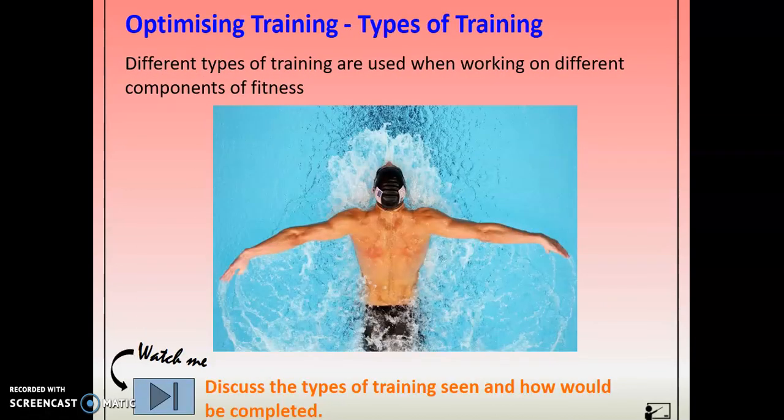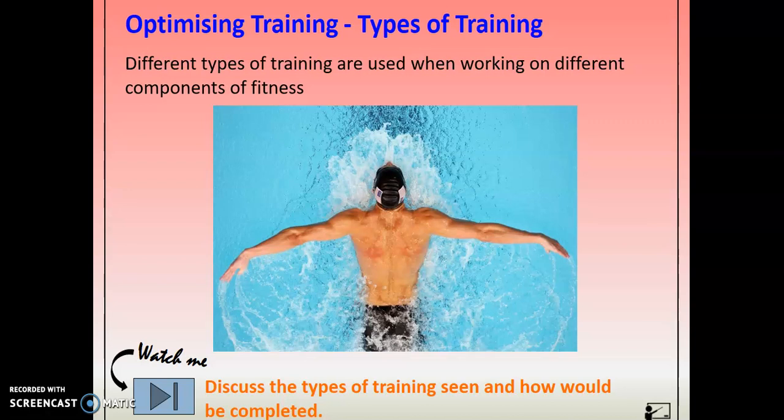So, different types of training then. You've got some key facts to learn this week about types of training. The main thing that I'm asking you to do is to tell me what a drill is.